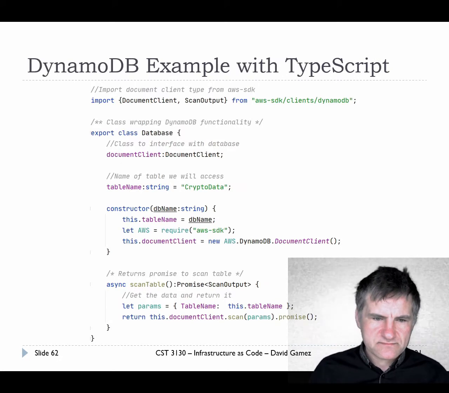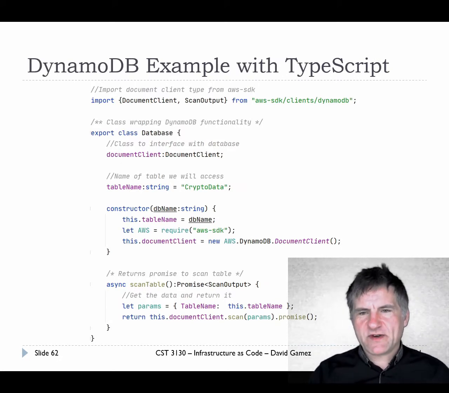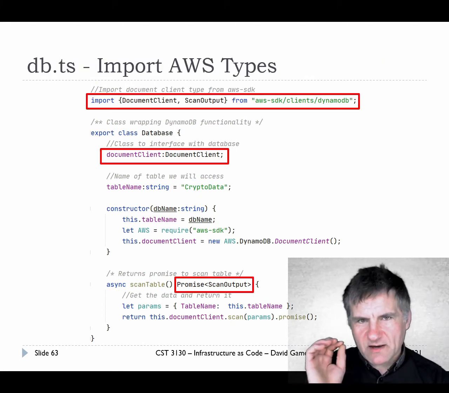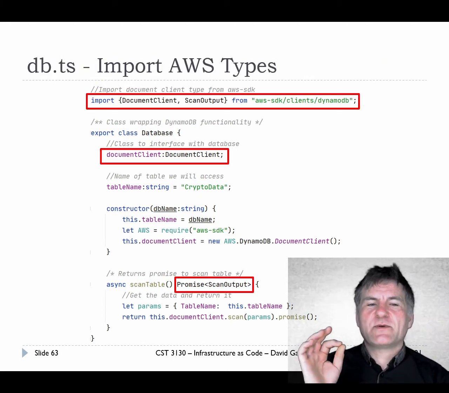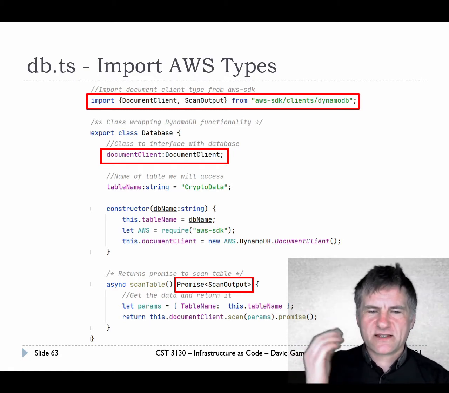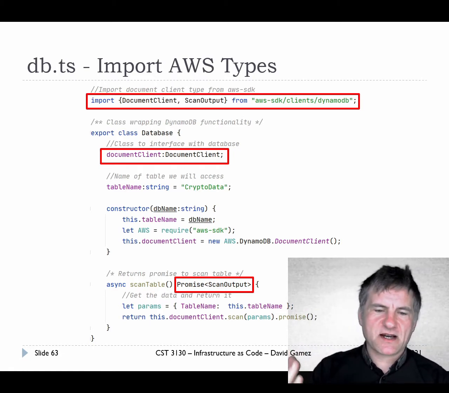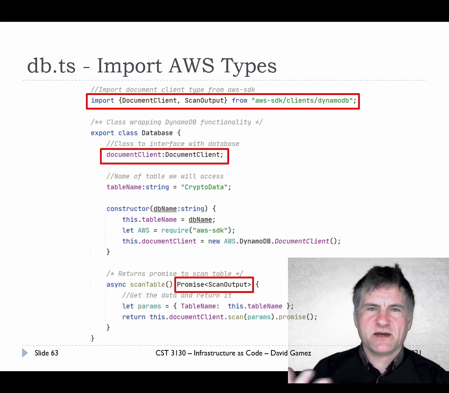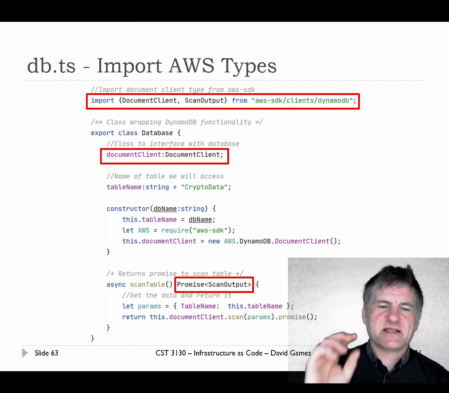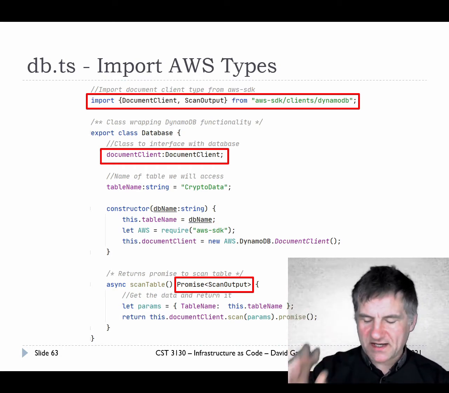So here's the same example with DynamoDB, except here we're using TypeScript instead. And what we can do, which is really nice, is import the types from the AWS SDK. So there are types specifying the type of a document client, and the type of what's returned when we run a scan from the database. We can import those from the AWS SDK and then use them in our code to specify the types of different things, which gives us some nice static checking.